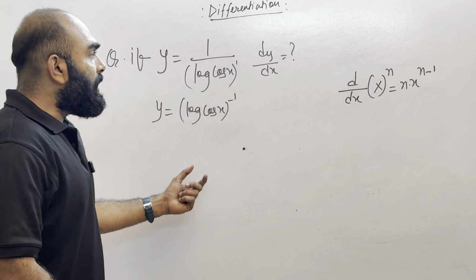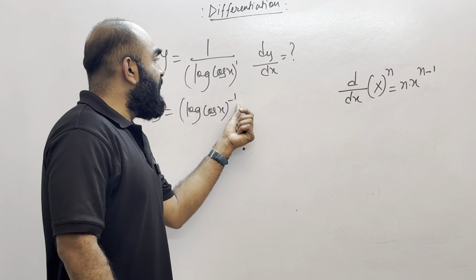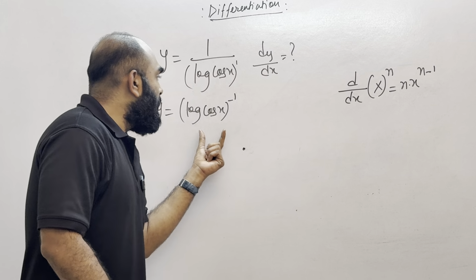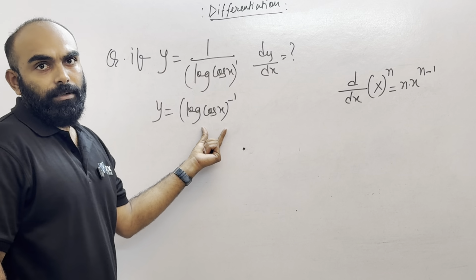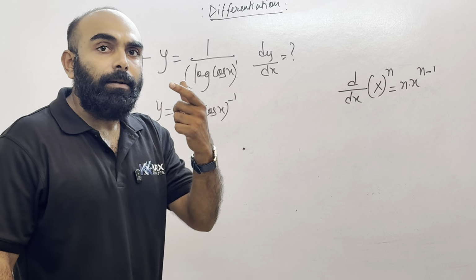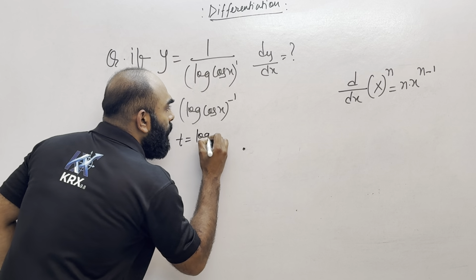Okay. So what is the change there? Sir, here x to the power n, here n is minus 1 and here a variable, that is x. In place of x, we have log cos x. So whatever the change is there, you have to consider that change as some t. So I will assume t is equal to log of cos x.